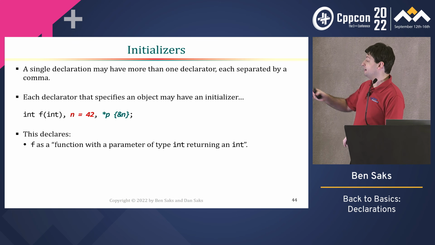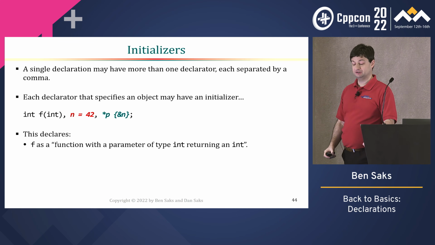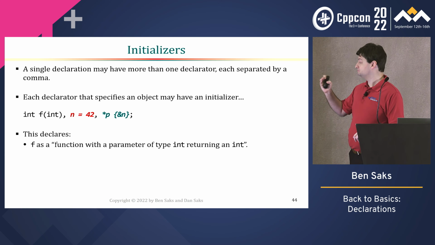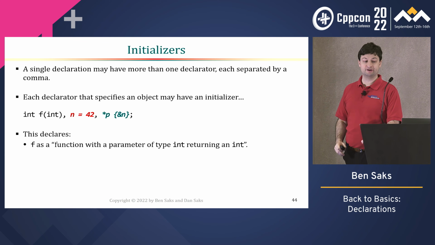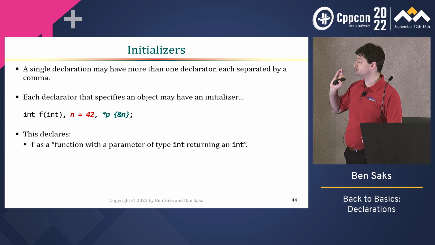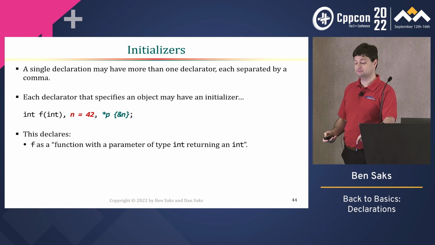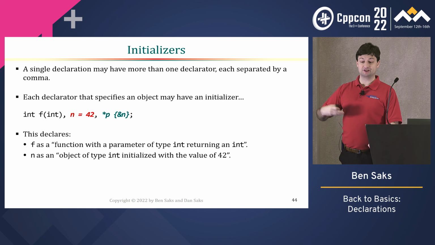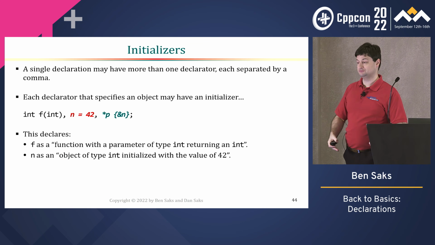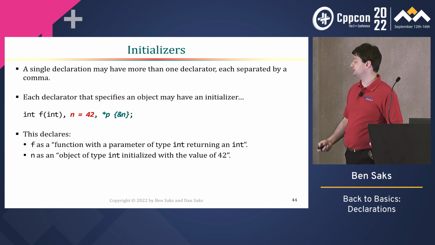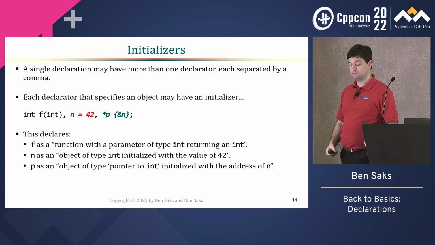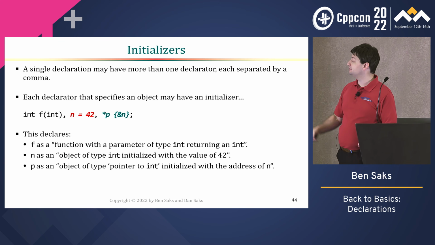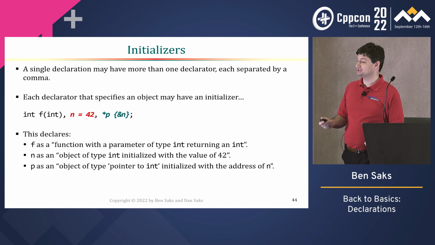So here, f is declared as a function with a parameter of type int that returns the thing designated by the shared declaration specifiers, which here is just int. n is an object of type int being initialized with the value 42 using the equals sign form of initialization. And here p is an object of type pointer to int, because it's got the star in it, being initialized with the address of n.